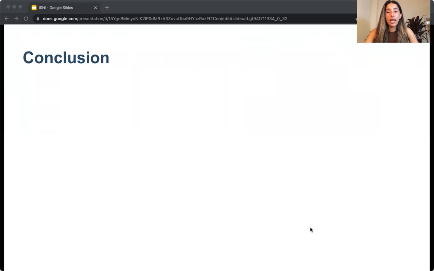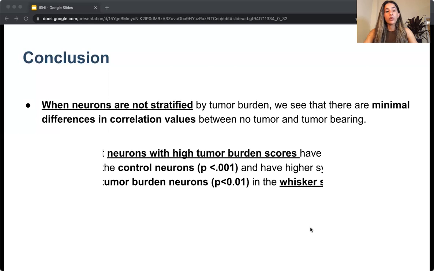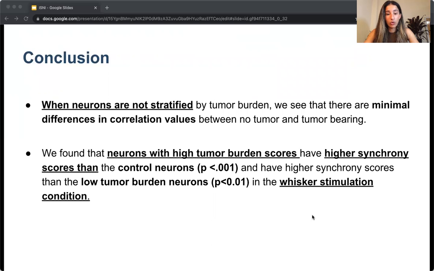Ultimately, we sought to better understand neuronal activity changes as a consequence of the brain tumor microenvironment, specifically by examining the relationship between neuronal activity and tumor burden. When neurons are not stratified by tumor burden, we see that there are minimal differences in correlation values between the no tumor and tumor-bearing conditions. However, we saw a statistically significant difference in neuronal synchrony scores after stratifying the neurons by their spatially defined tumor burden. We saw that neurons with high tumor burden scores had higher synchrony than the control neurons and had higher synchrony scores than the low tumor burden neurons in the whisker stim condition.